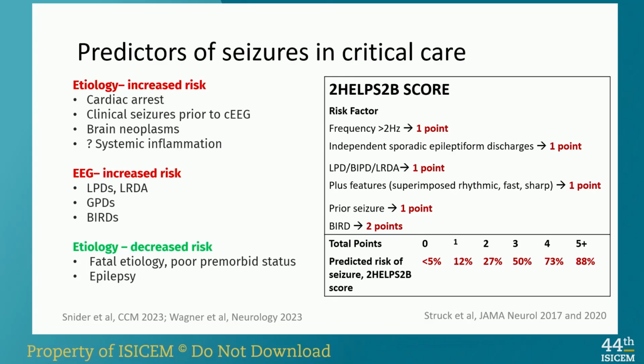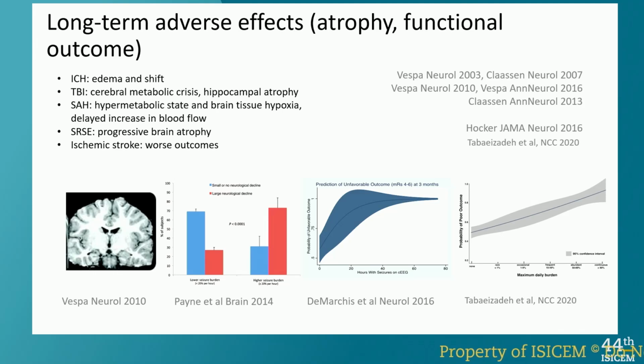There's one study that actually found some factors making it less likely that you detect non-convulsive seizures. I'm not sure exactly how to interpret that. I think this is due to the fact that these patients were so sick that they didn't even make it to detection of seizures. So I think that is in the back of your mind, right?